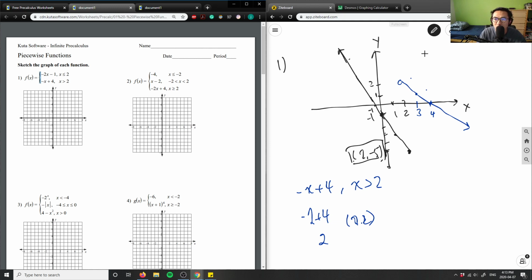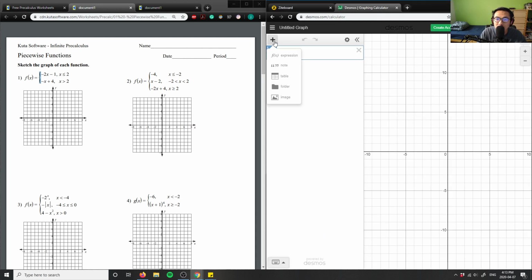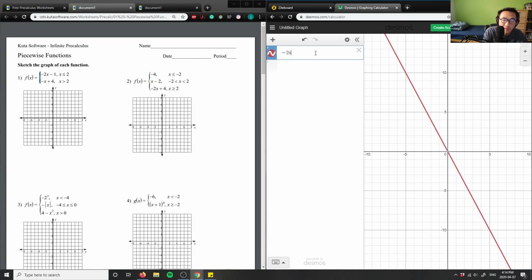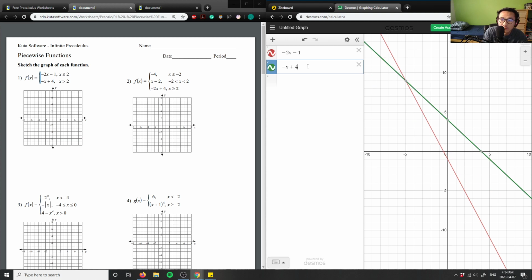I don't know if Desmos actually does piecewise functions. I don't think it does, but I'll just graph the two functions for you. This is minus 1, and this here would be minus x plus 4. But then I would have to move this somehow to start at (2, 2), right? So this would have to start at (2, 2), which means I want it to move left.